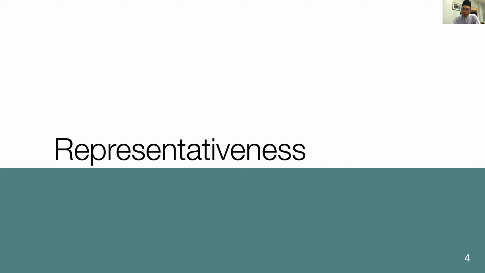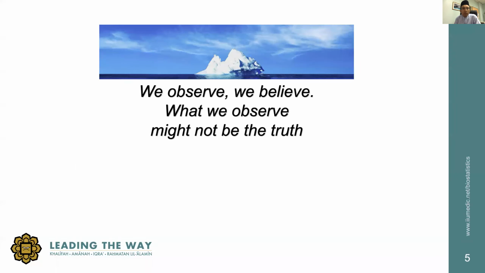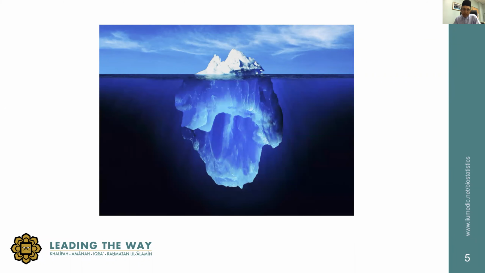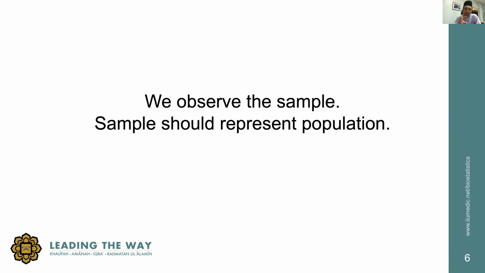Okay. Now, for us to understand about representativeness, I'll give you this scenario. You know that we make our deduction, we make our conclusion, we make our statement based on what we observe. But the problem is that not everything that we observe is the truth. Something that we see small may be very big, like the iceberg slide I showed you here. So basically, what we observe is the sample. But what we try to infer from those sample is the population, big picture of it. You may see only part of it, but sometimes when we want to make conclusion, you want to generalize the conclusion or infer the conclusion into a bigger picture, into the target population.